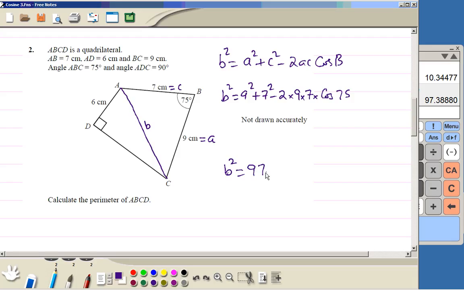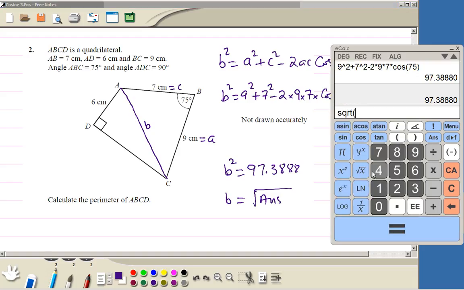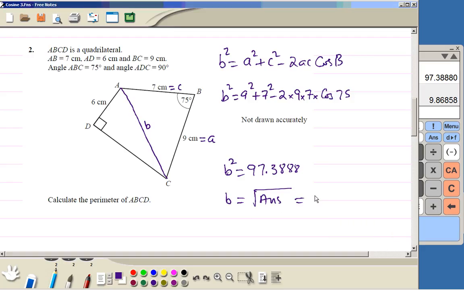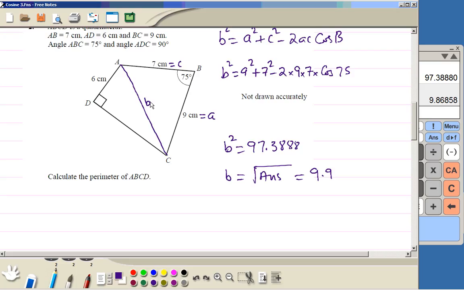We get 97.3888. Then we find B by taking the square root: answer key on the calculator, square root, answer key, close bracket, equal. So we get 9.9 for one decimal place. Now, because we're going to do further calculations, at this stage we use some more decimals, so we just call it 9.86858.